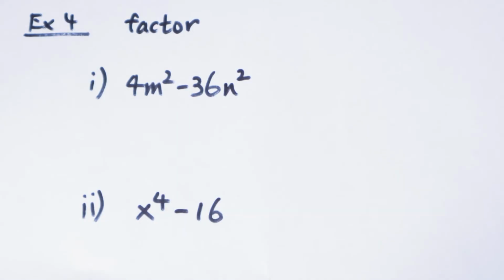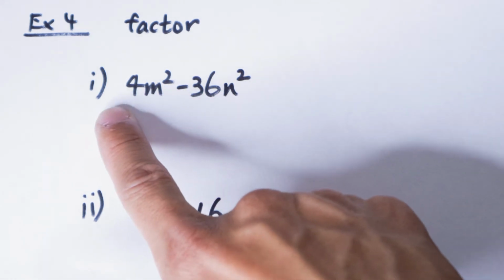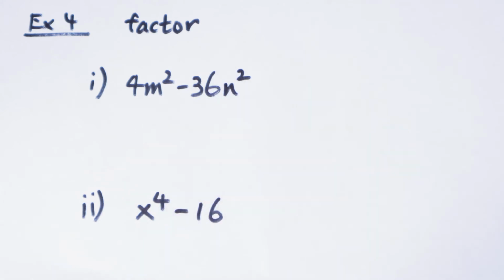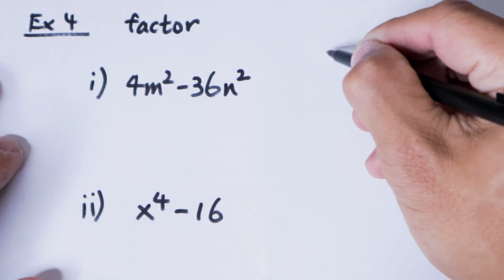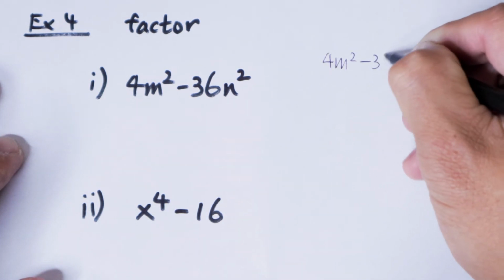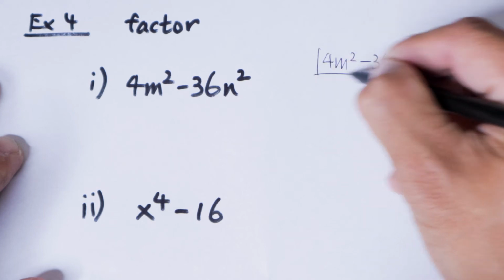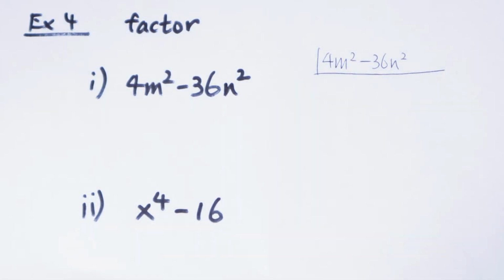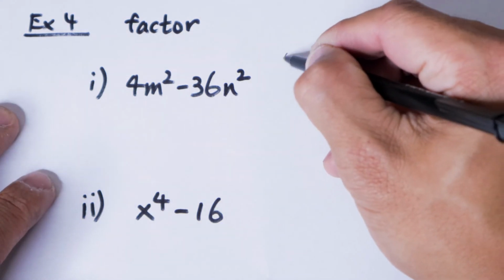Now, just like example 2, sometimes we do need to look into GCF first before you use these shortcuts. Well, here in part 1, we have 4m squared minus 36n squared. Now, I'm going to show you how to do it in two ways. First, I need to make sure that I could take out any GCF. So let's write it in a hockey stick. In other words, are there any common factors between 4 and 36? Definitely. So the common factor is 4.